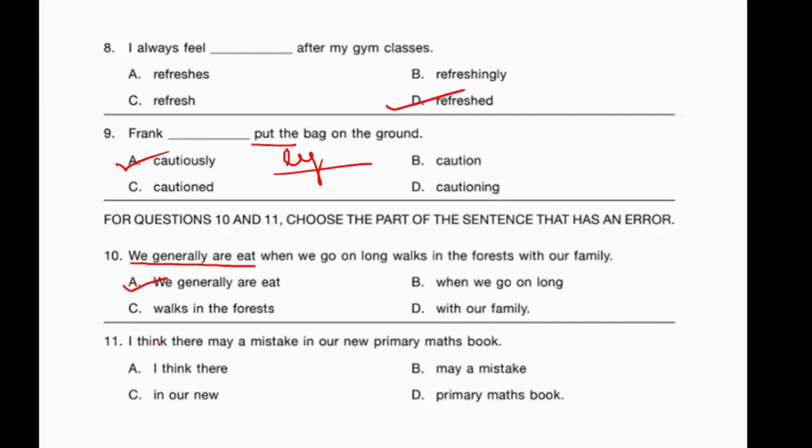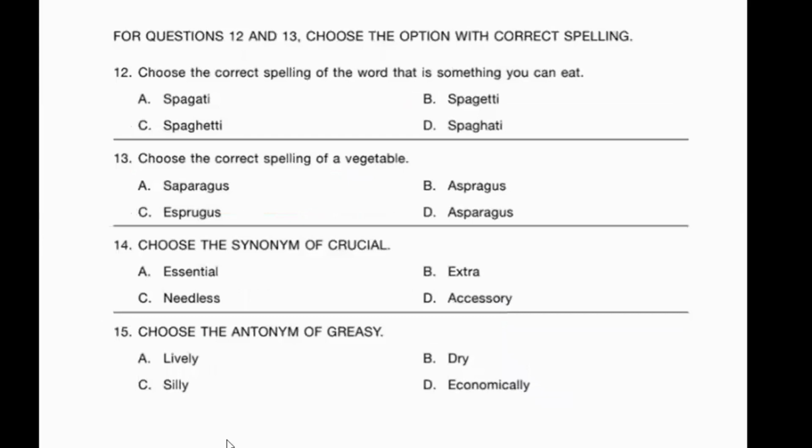Next, "I think there may a mistake in our new primary max book." Where is the mistake in the given sentence? There may a mistake, no, it is not correct. It should be "I think there is a mistake in our new primary max book." So this part of the sentence is incorrect, and it is in option B. This is our correct answer. Okay, next.